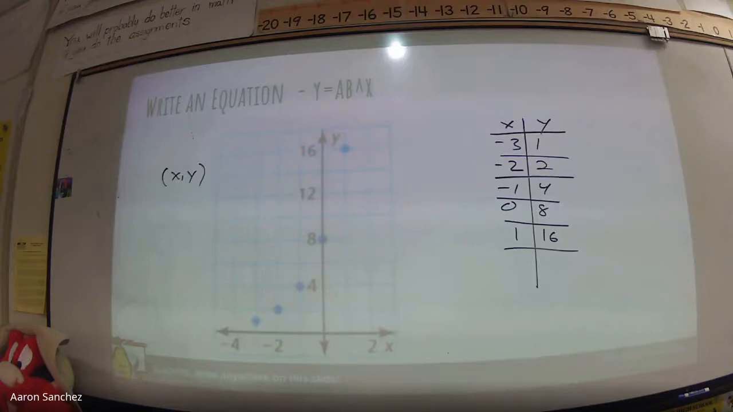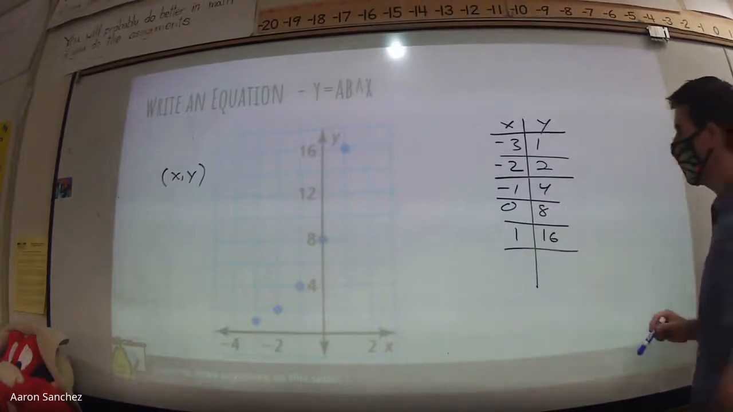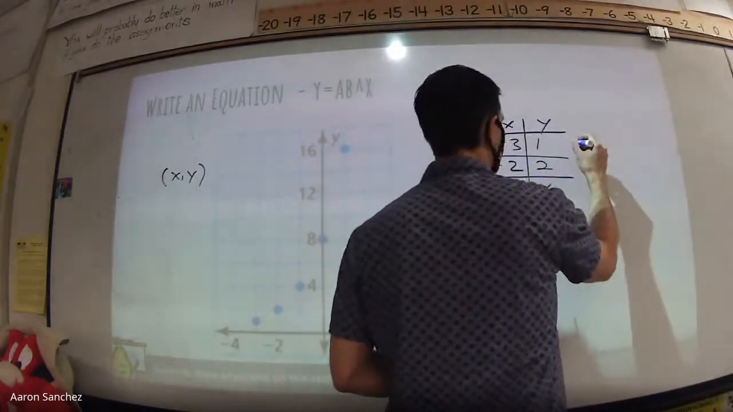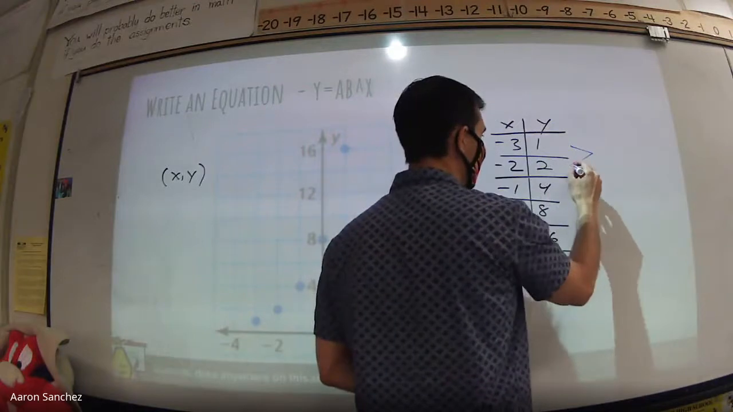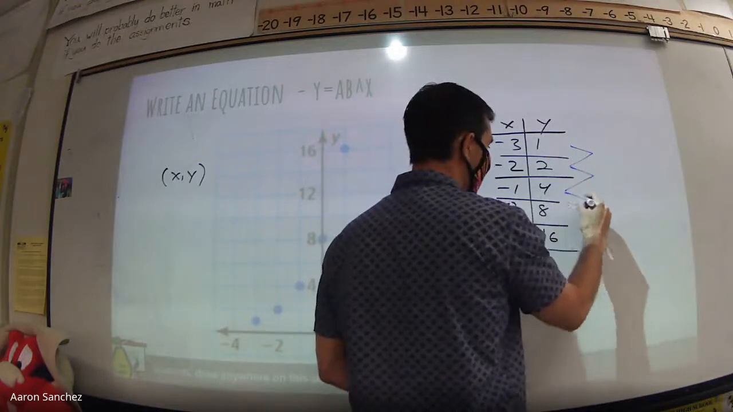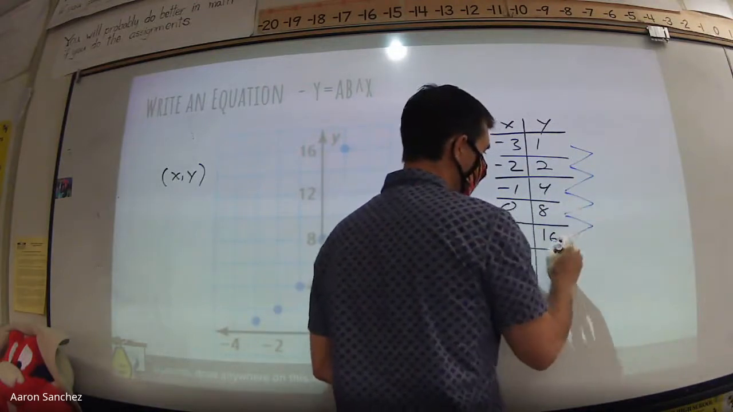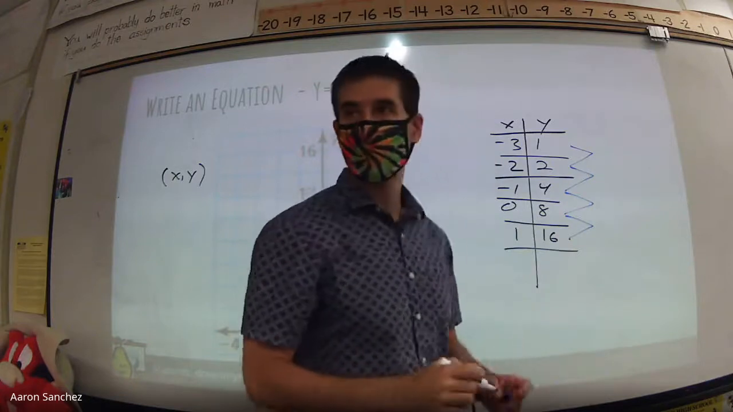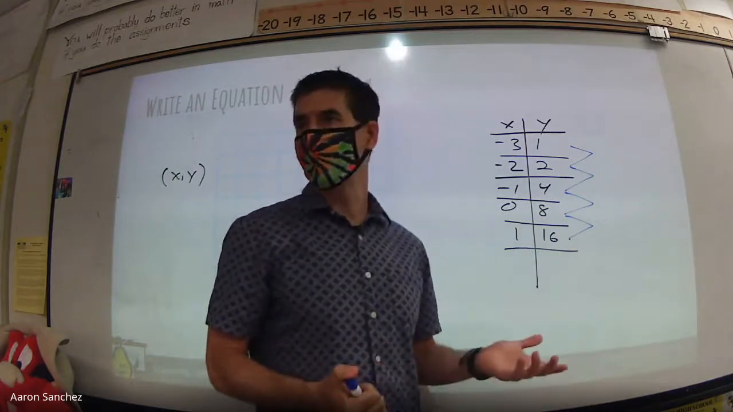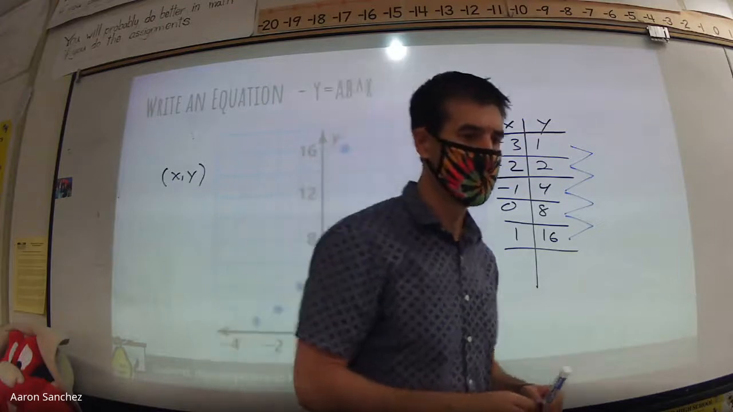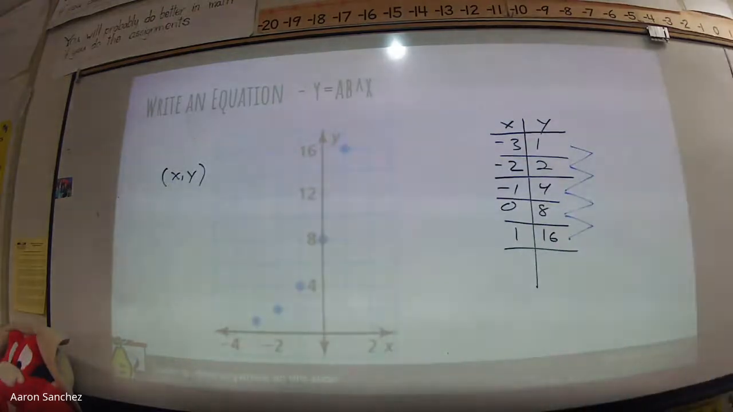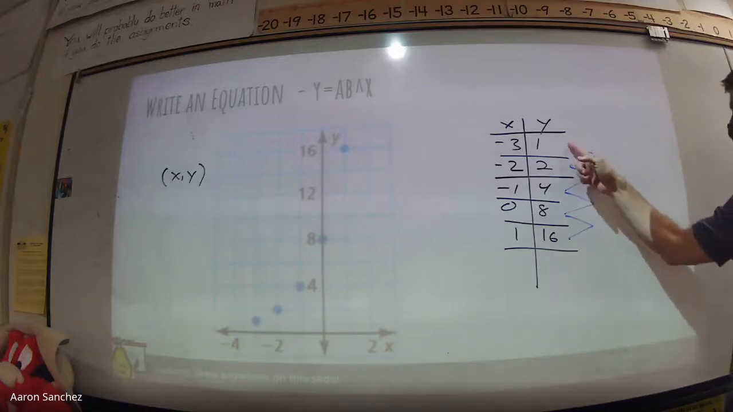But tomorrow we're taking the test. So remember, how much am I increasing by here? I go from 1 to 2, from 2 to 4, from 4 to 8, from 8 to 16. What am I doing? Actually, I'm going to ask you guys first. Do you know what I'm doing? Am I adding? What am I adding?